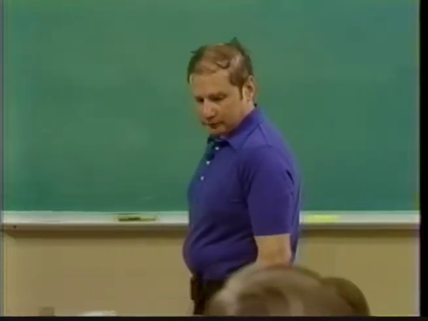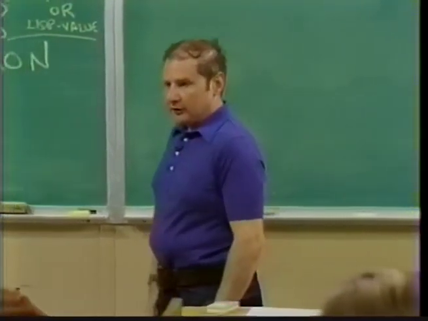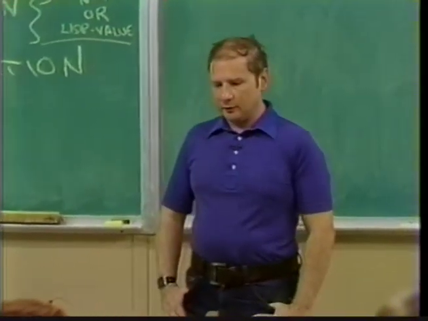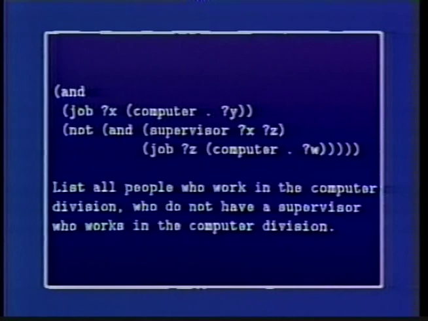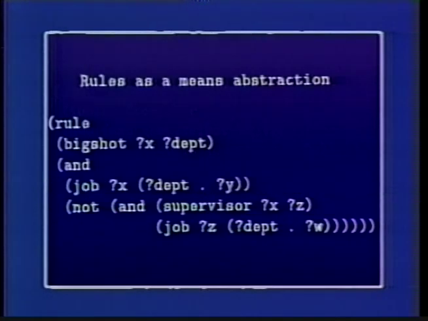What we'd like to do, let's go back for a second and look at that last slide. We might like to take a very complicated thing, the idea that someone works in a division but does not have a supervisor in the division, and as before, name that. Well, if someone works in a division and does not have a supervisor who works in that division, that means that person's a big shot. So let's make a rule that somebody X is a big shot in some department if X works in the department, right? And it's not the case that X has a supervisor who works in the department. So this is our means of abstraction.